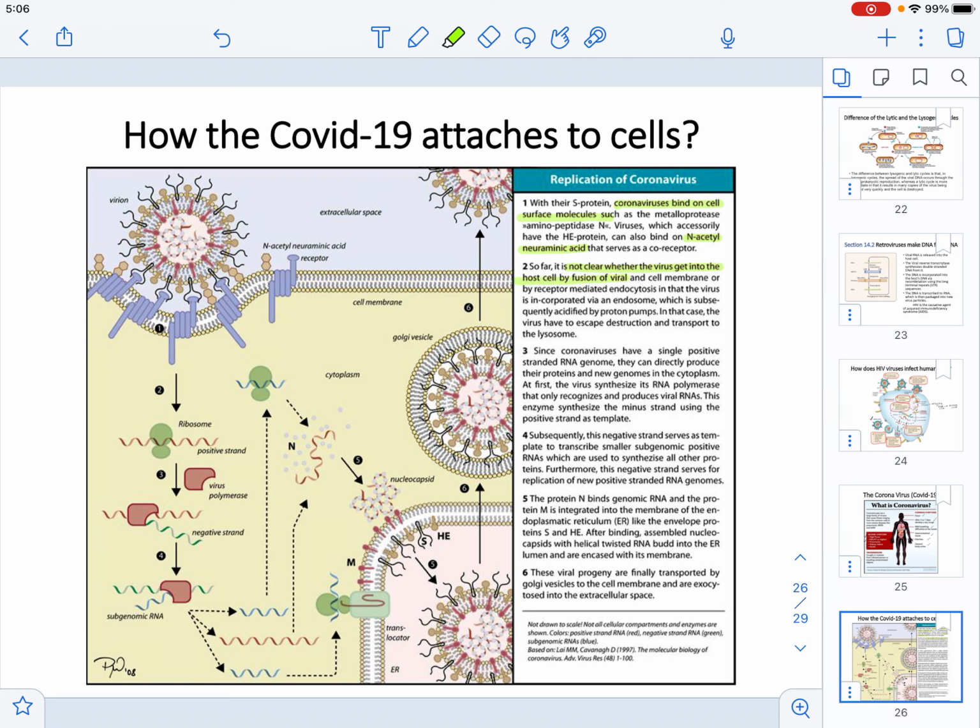It is not clear yet whether the virus gets into the host cell by fusion of the virus and the cell membrane or by receptor-mediated endocytosis, which means that in endocytosis, this virus is actually engulfed by the cell membrane, and that's how it enters the cell. So it's not well understood.